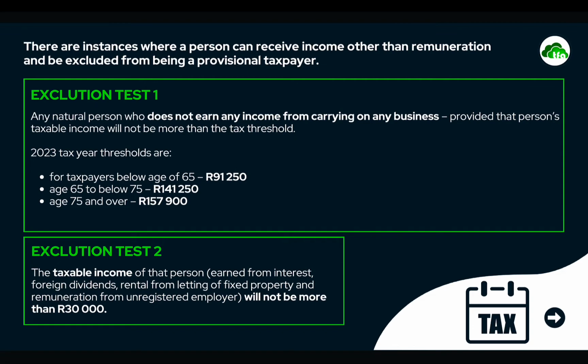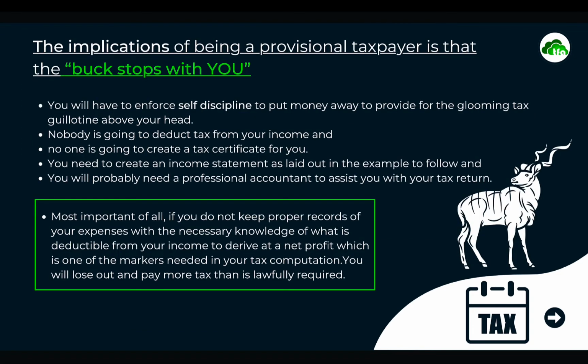Or provisional tax exclusion test 2: the taxable income of that person earned from interest, foreign dividends, rental from the letting of fixed property, and remuneration from unregistered employers will not be more than 30,000 Rand per annum. The practical implication of being a provisional taxpayer is that the buck stops with you.